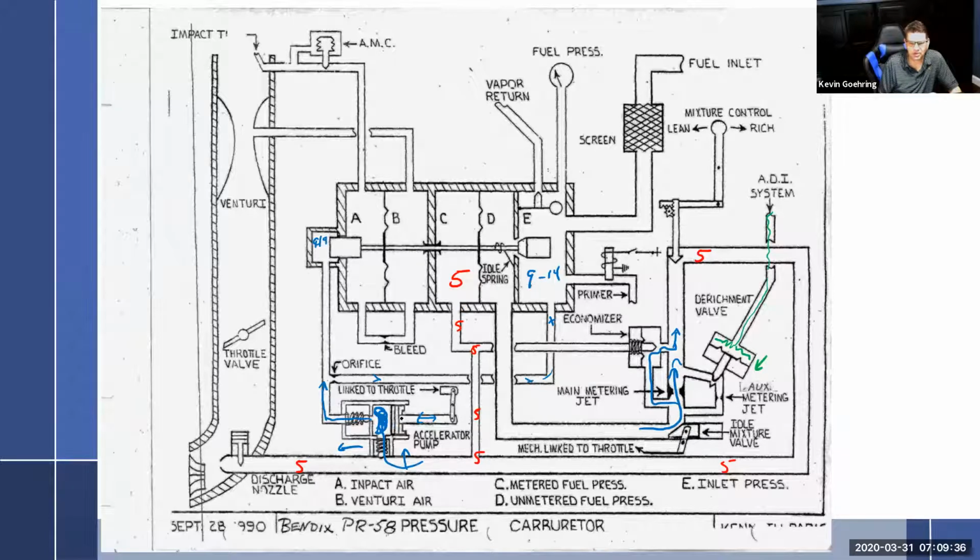But when I press on the throttle, this accelerator pump is going to pump fuel in here, constant displacement. I don't know what this is going to go up to. Let's just say it goes up to 20. I don't have that data. I'm just saying it goes up to 20. It's going to leak right back down to 9 to 14 pretty fast through that orifice. Okay, that makes sense. It's just a momentary thing.